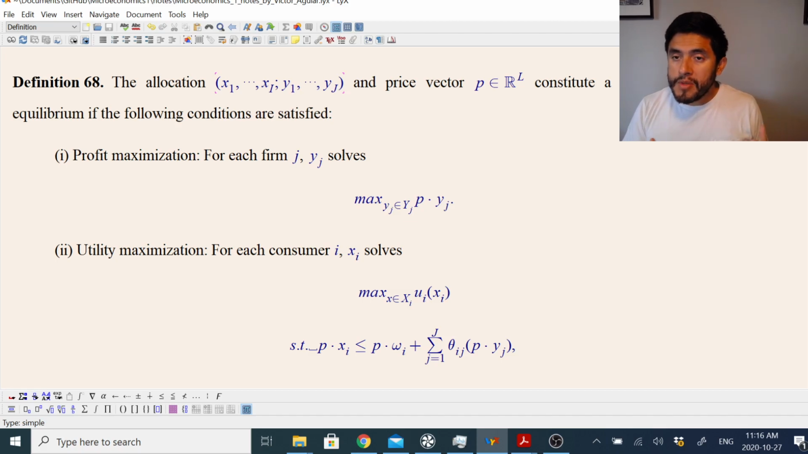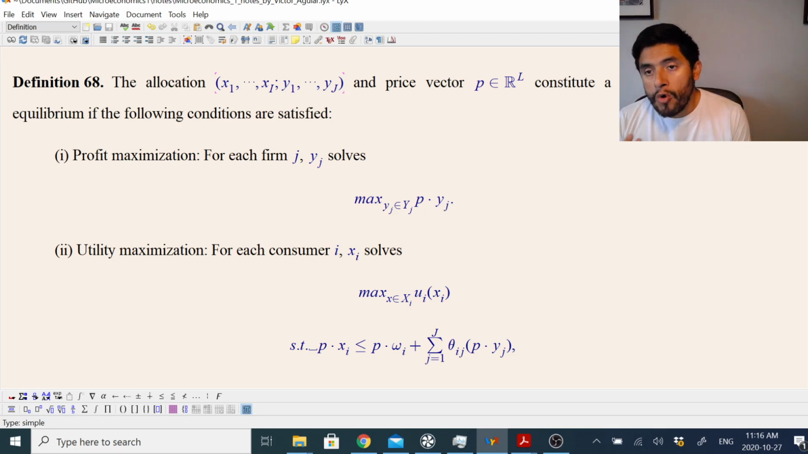So what are the primitives of this system of nonlinear equations? What you have to know here is the production set, and you have to know the preferences. Of course, you also have to know the ownership structure, the theta. Then if you know all of this, you can find a price and then the allocations of X and Y.